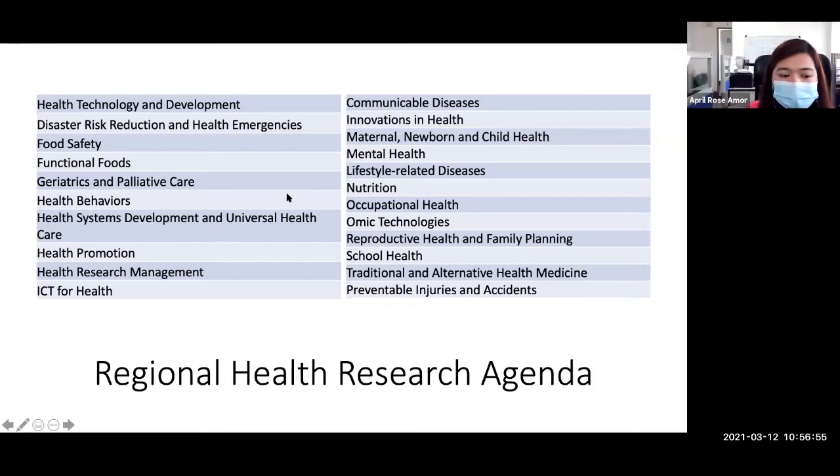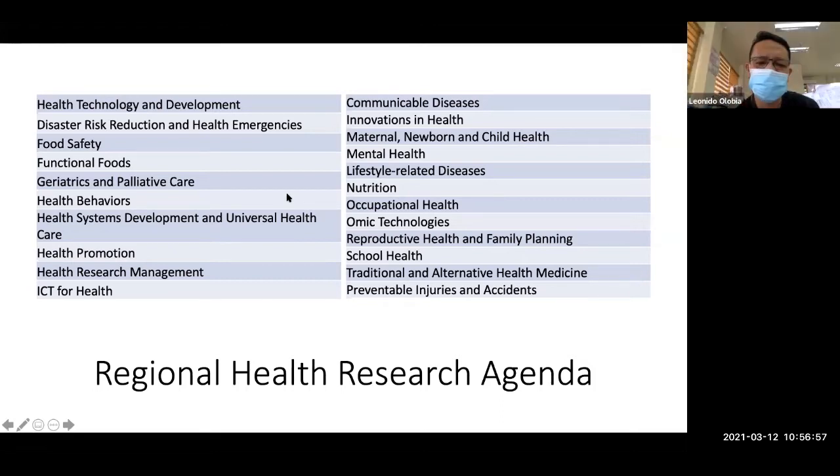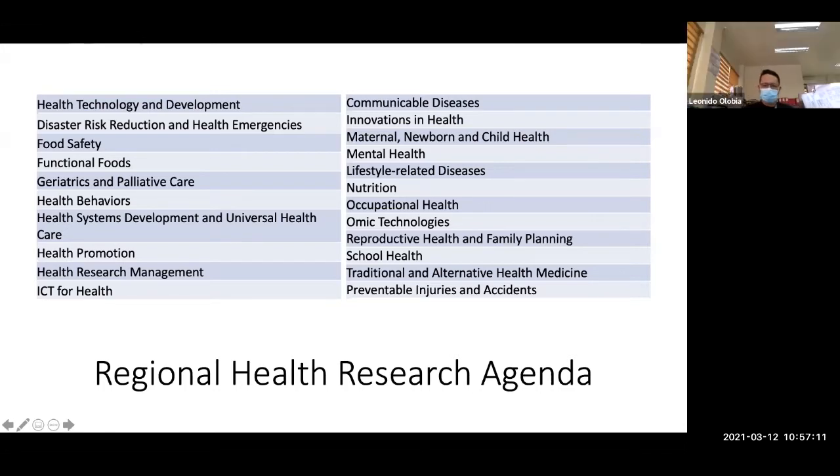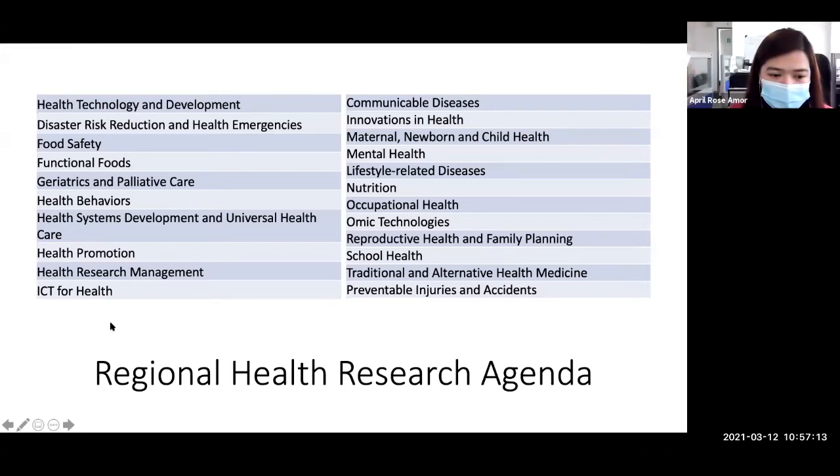April. Yes, Sir D. Maybe you should place here at the bottom, Regional Unified Health Research Agenda, RUHRA, because there is no "unified." Oh, okay. Sir Teddy, Sir Dean is suggesting to add "unified," so it should be a Regional Unified Health Research Agenda.